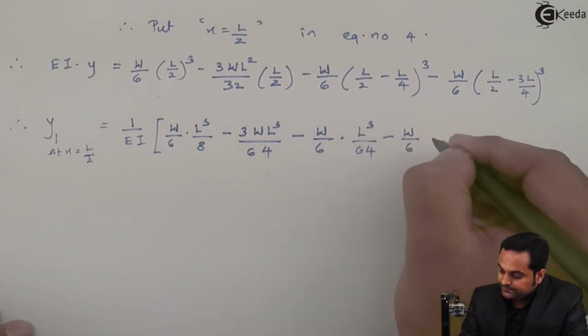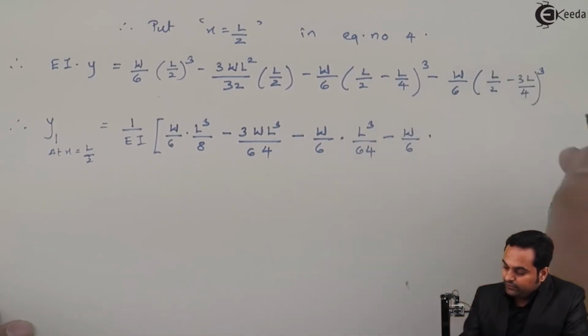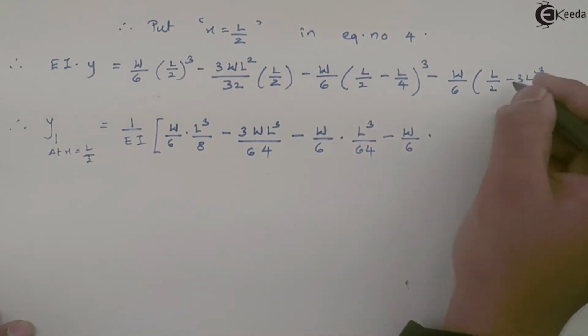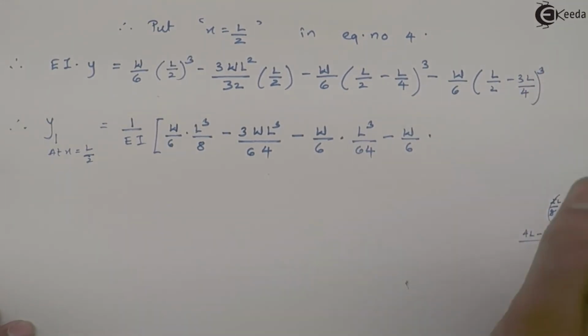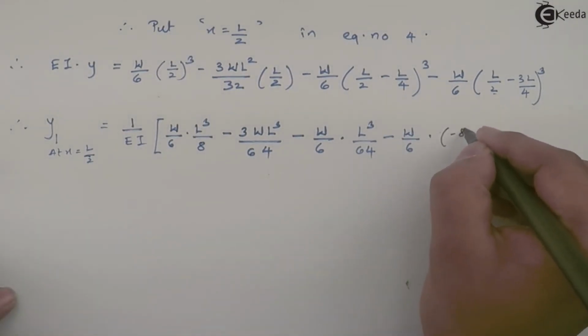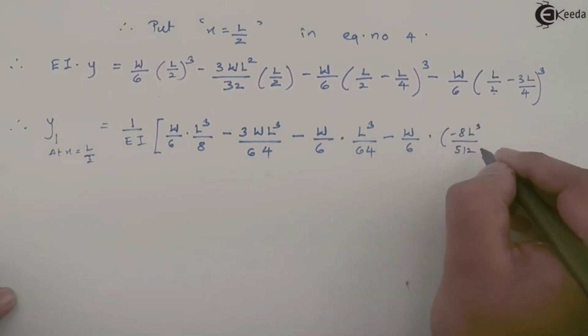Minus W by 6 into. Then here we have 4L minus 6L. So 4L minus 6L upon 2 into 4, that is 8. So that is minus 2L by 8, and it is cube. So that becomes minus 8L cube upon 8 cube. That comes out to be 512. So here I am having the value of this as minus 8L cube upon 512.